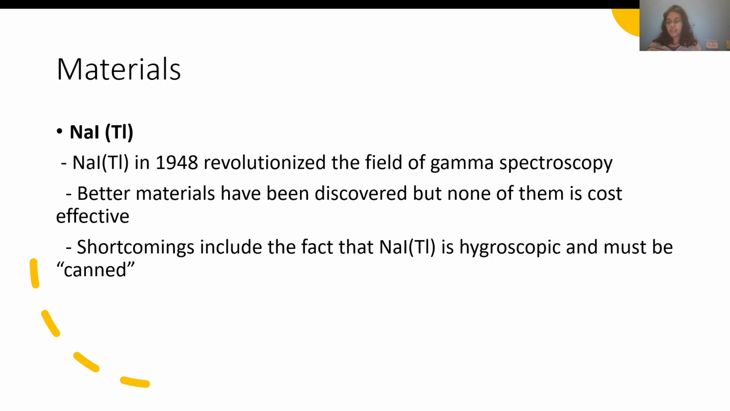Until the recently developed lanthanum halides, currently still expensive, no other inorganic scintillator material has been discovered that offered more than marginal improvement of sodium iodide thallium resolution. Thus, sodium iodide has remained the benchmark material for scintillation detectors. Shortcomings include the fact that sodium iodide thallium is hygroscopic and must be canned.